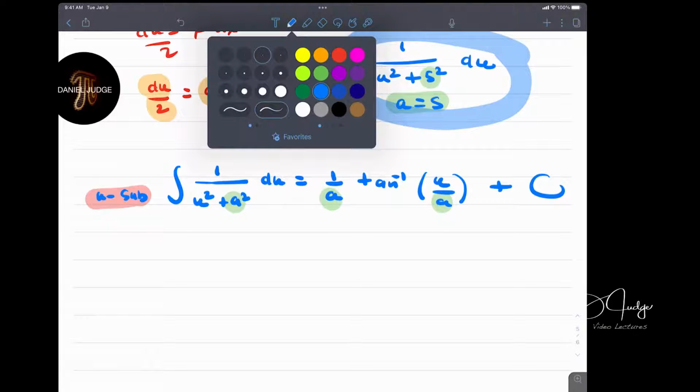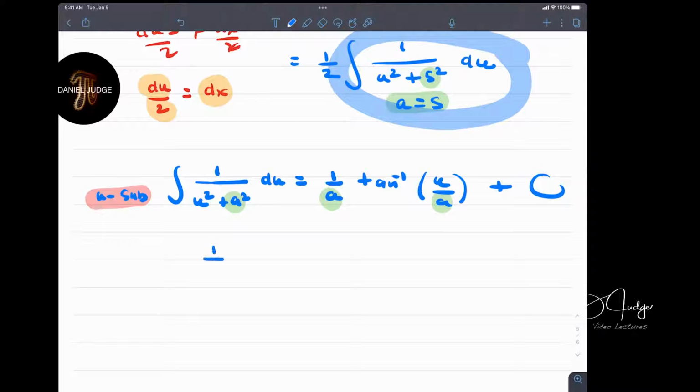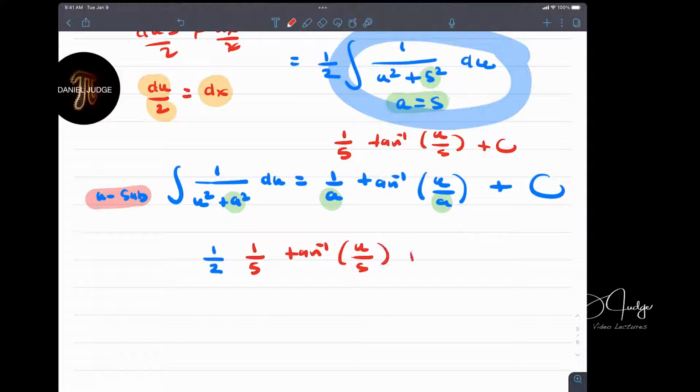So altogether, here's what we'll have. Remember, this is going to be 1/2. And since I know what a is, 5, I replace this with, I'll put it in red, 1/5 inverse tangent u over 5 plus c here. We get to replace that integral, so that's going to be 1/5 inverse tangent u over 5 plus that c.